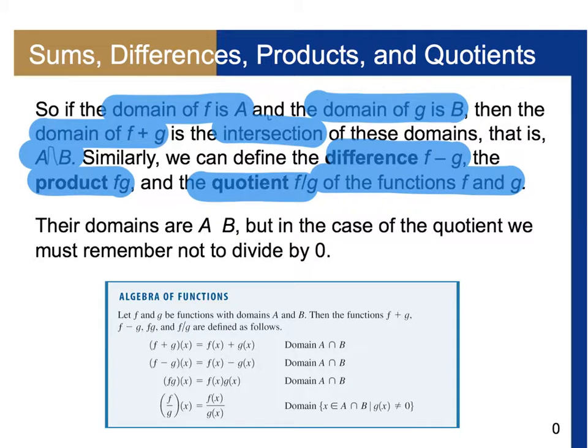And then f divided by g of x is just f of x over g of x, where the domain is x is an element of A intersect B such that g of x is not equal to 0. So we just can't have 0 in the denominator there. So in this case, we're just dividing the functions.